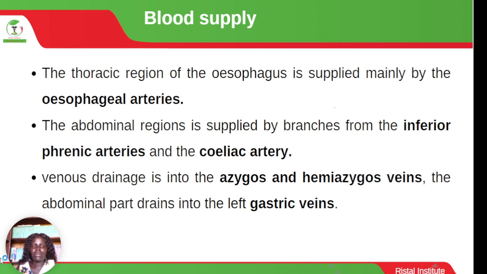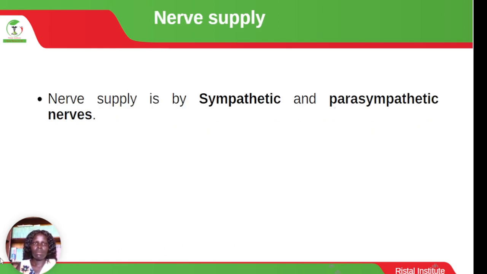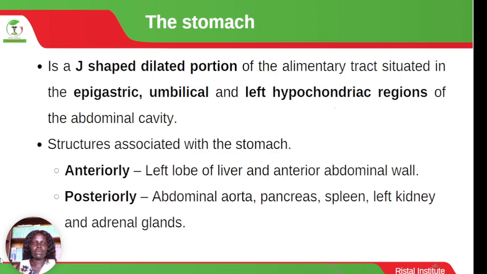Blood supply. The thoracic region of the esophagus is supplied mainly by the esophageal arteries. The abdominal region is supplied by branches from the inferior phrenic arteries and the celiac artery. Venous drainage is into the azygos and the hemiazygos veins. The abdominal part drains into the left gastric veins. Nerve supply is by sympathetic and parasympathetic nerves.